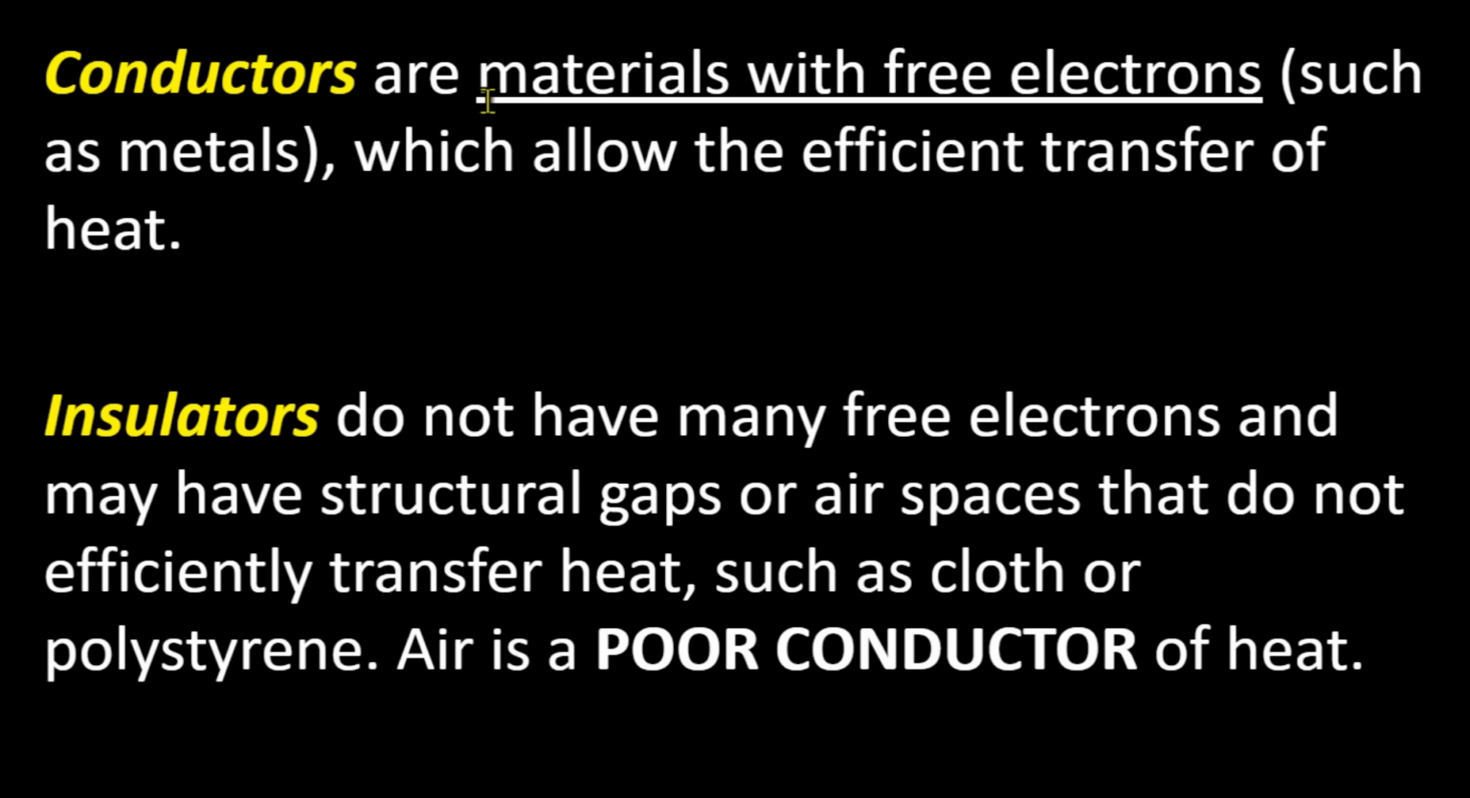Conductors are materials with free electrons, such as metals, which allow the efficient transfer of heat. Insulators do not have many free electrons and may have structural gaps and air spaces that do not efficiently transfer heat, such as cloth or polystyrene. These would have air spaces, and since air is a poor conductor of heat, the transfer would not be efficient.